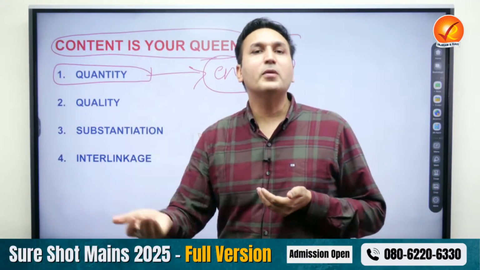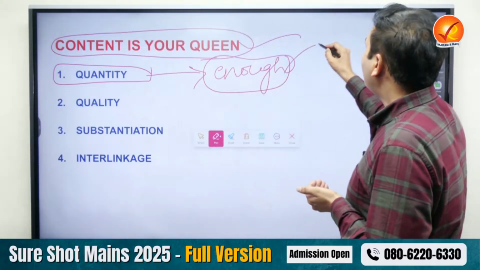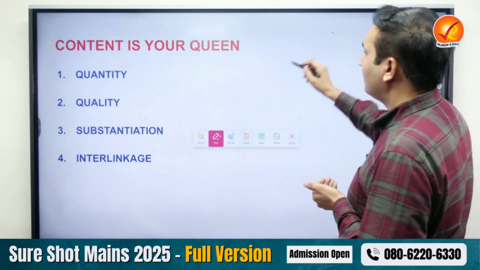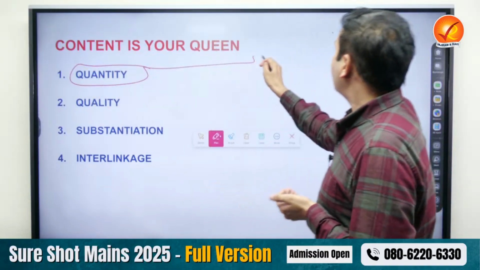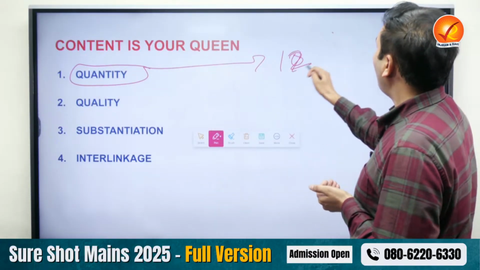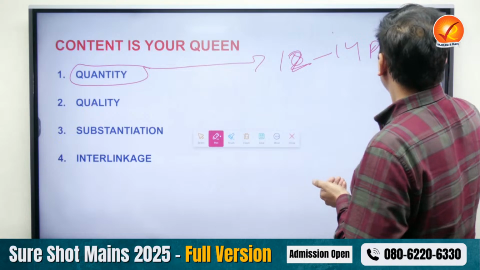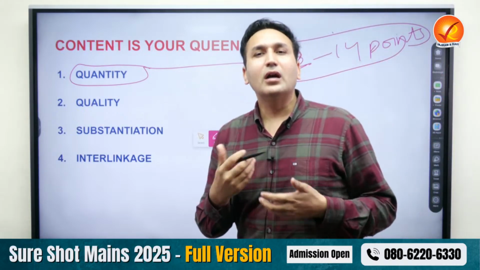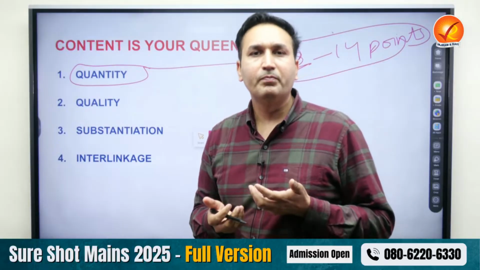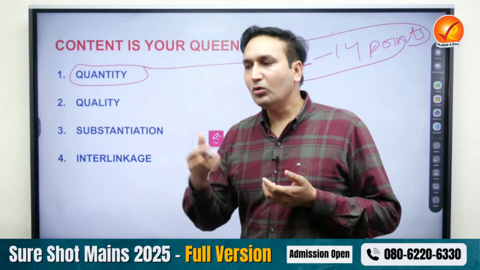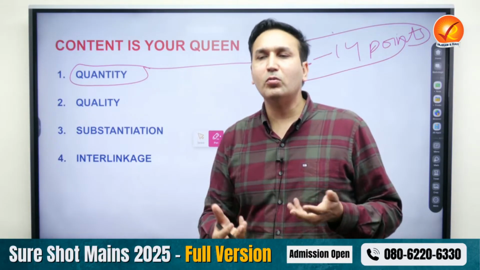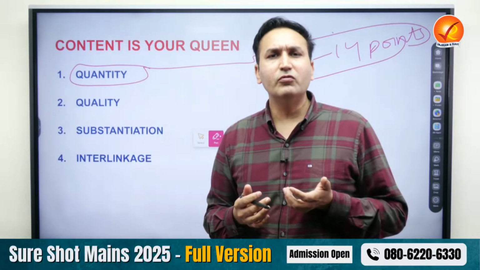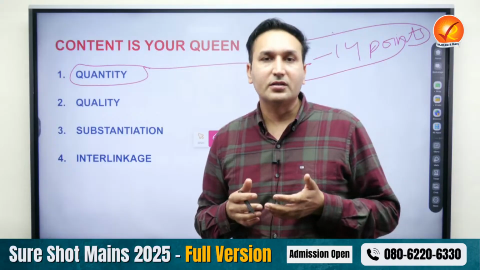If we analyze toppers' copies, what is the trend? In 10 markers, toppers are writing around 12 to 14 points. In the core demand of the answer, they are writing a minimum of 6 to 7 points. In non-core demand, they are writing 4 points. In the way forward, they are writing 3 more points. So they write a minimum of 12 to 14 points even in 10 markers, right?